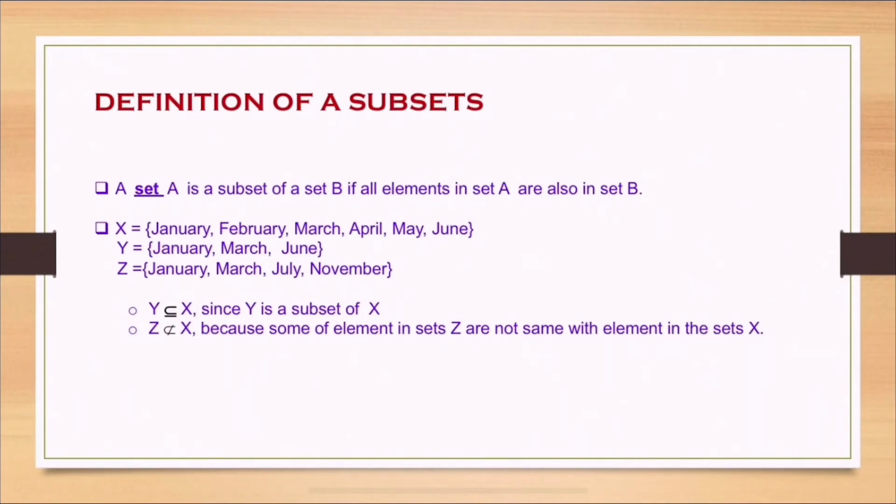Definition of a subset. A set A is a subset of a set B if all elements in set A are also in set B. X is January, February, March, April, May, June. Y is January, March, June. Z is January, March, July, November. So Y is a subset of X because the elements in Y are all in the elements of X. Z is not a subset of X because some of the elements in set Z are not the same as the elements in set X.